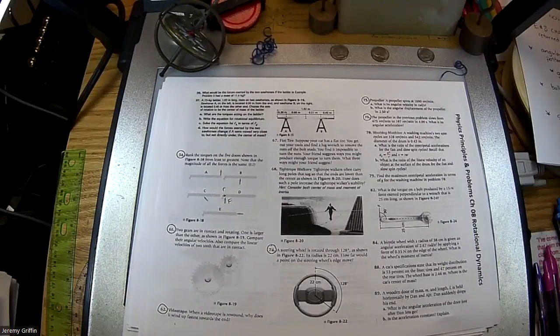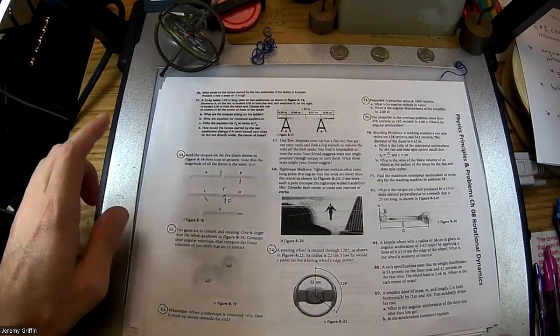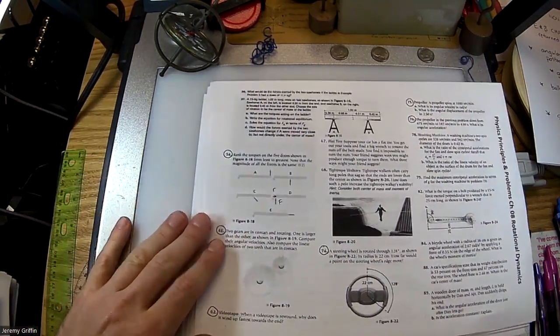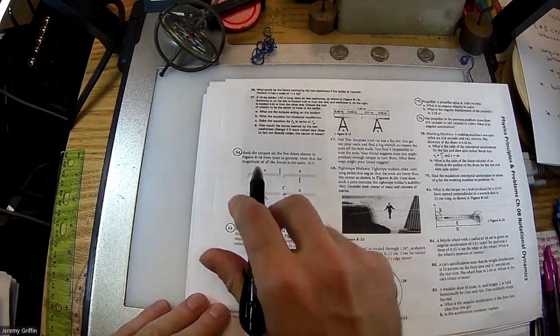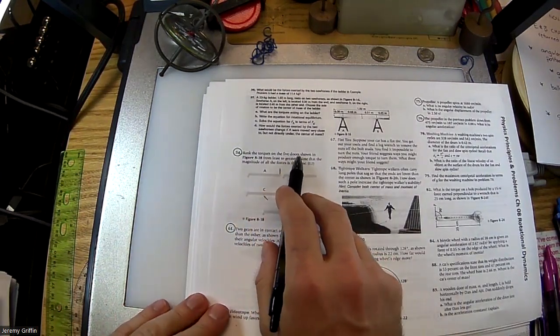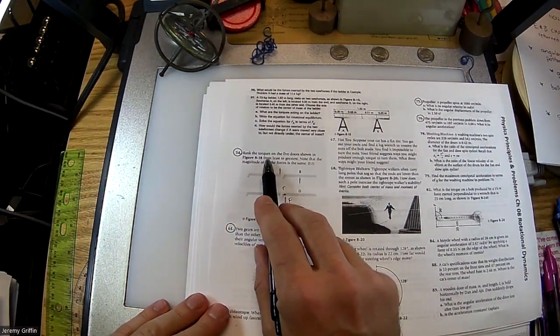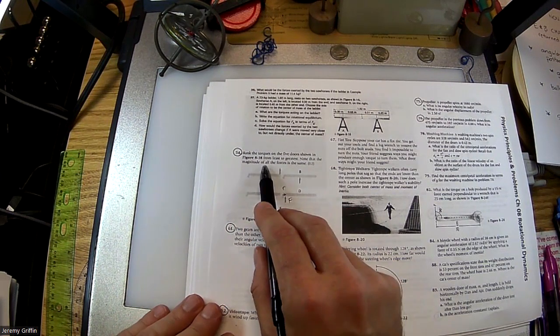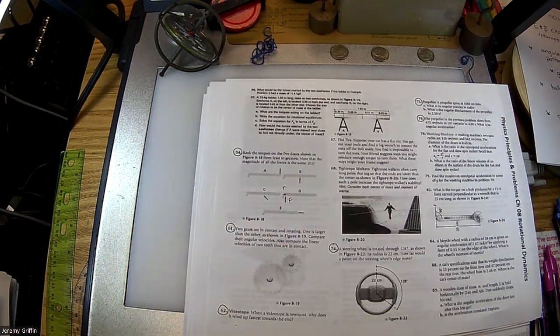All right, recording restarted. So number 54 is the first one that is circled. Let's take a look. Rank the torques of the 5 doors shown in this figure from least to greatest. Notice the magnitude of all the forces is the same. So here we've got a 10 Newton force.